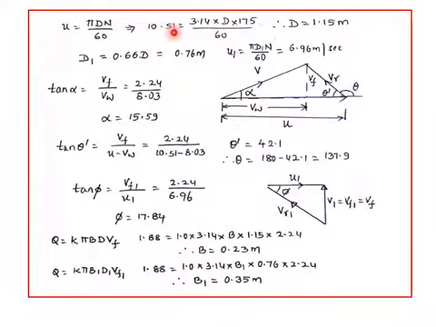So 10.51 should be equal to 3.14 D into N, where N is 175, divided by 60. So D comes out to be 1.15 meters. Similarly, D1 at the outlet can be calculated, which is 0.66 times D, which is 0.76 meters. Since you know D1, you can also calculate U1, which is pi D1 N by 60, which is 6.96 meter per second.